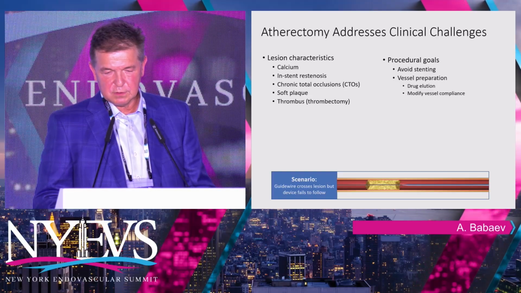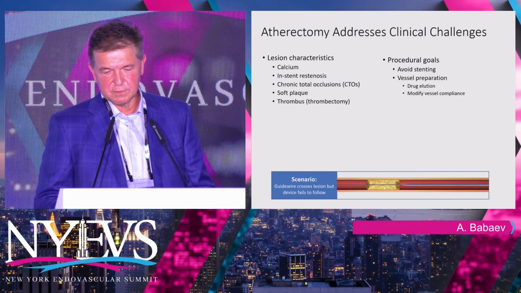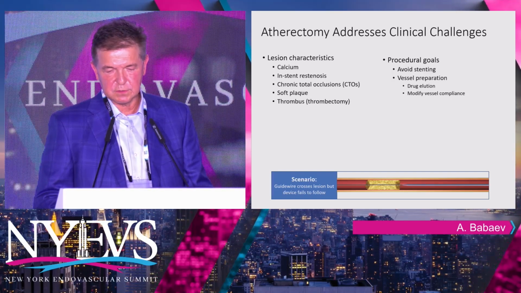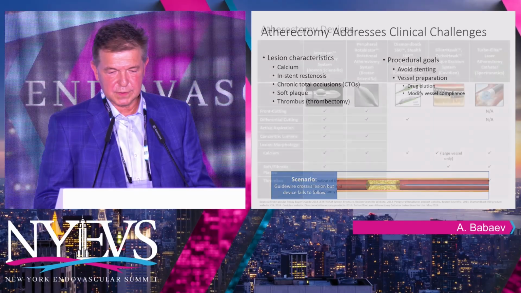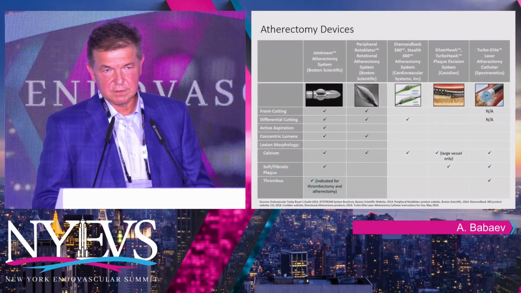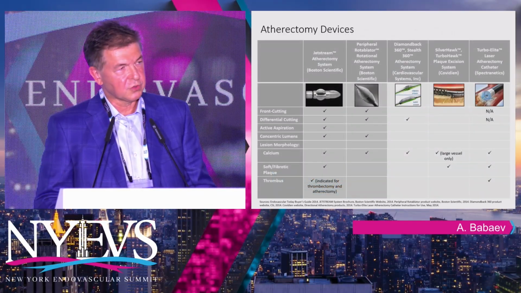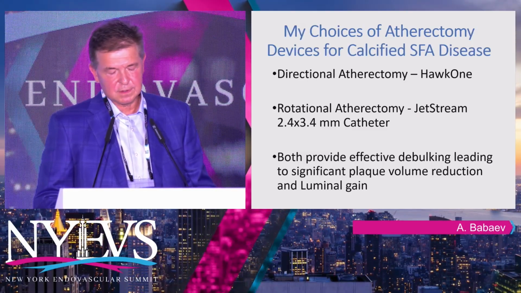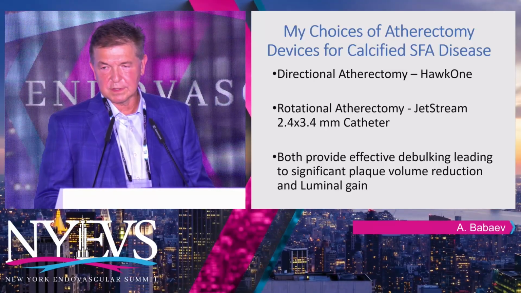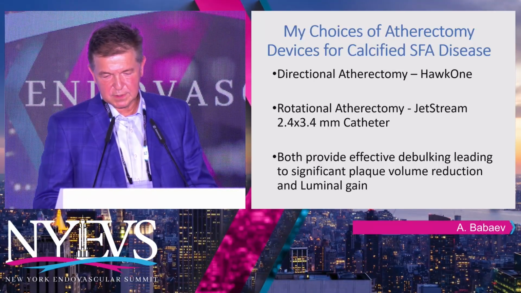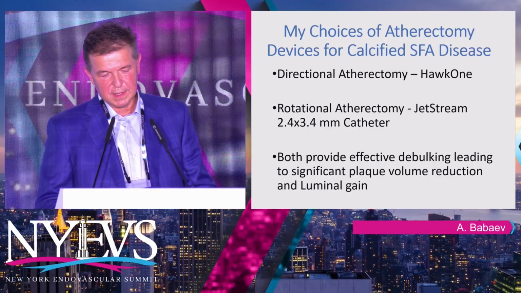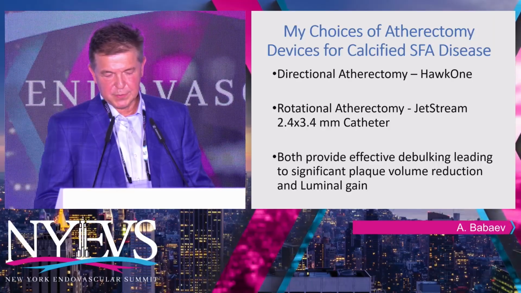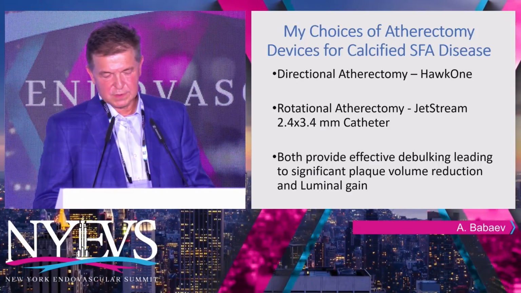So atherectomy, how does it help us? It helps us to avoid stenting. It helps to prepare the vessel, improve drug penetration into the vessel wall, and modify vessel compliance. There are multiple atherectomy devices available to us, so how do we choose? My choices, for the SFA specifically and popliteal, are either directional atherectomy or rotational atherectomy, JetStream 2.4, 3.4 millimeter catheters. Both of these devices have been shown to provide effective debulking, leading to significant plaque volume reduction and luminal gain.